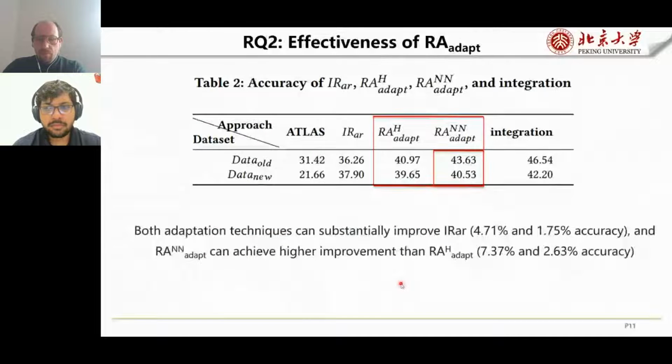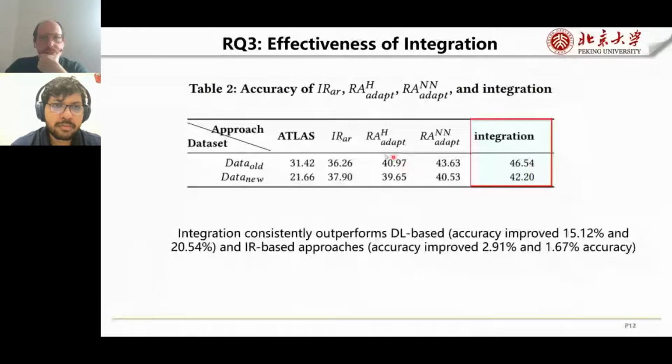Then I introduce RQ2. Column 3 and column 4 in Table 2 show that both adaptation techniques can substantially improve IR-AR, and IR-Adapt NN can achieve higher improvement than IR-Adapt H. Then I introduce RQ3. The last column in Table 2 shows that the integration approach consistently outperforms the DL-based approach and the IR-based approaches. Finally, I conclude our work.